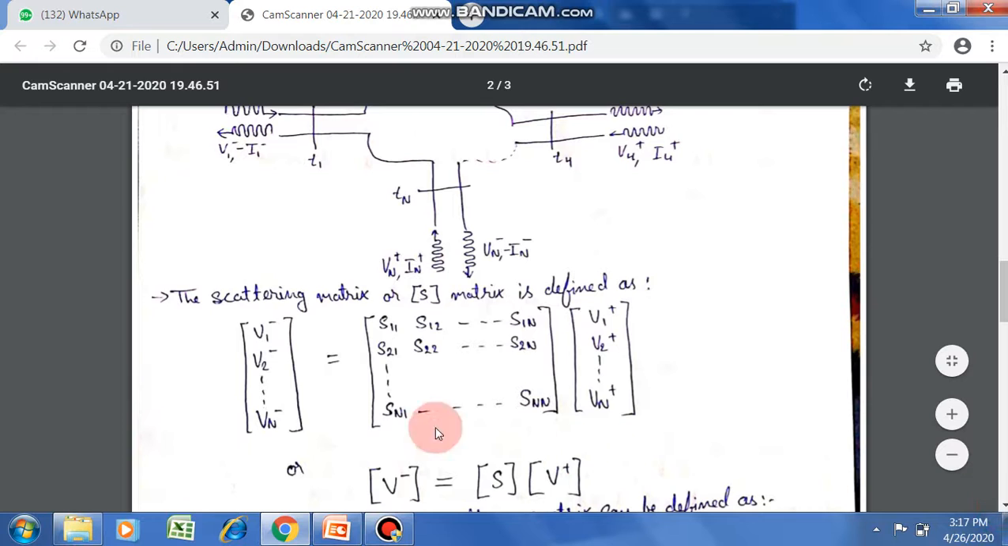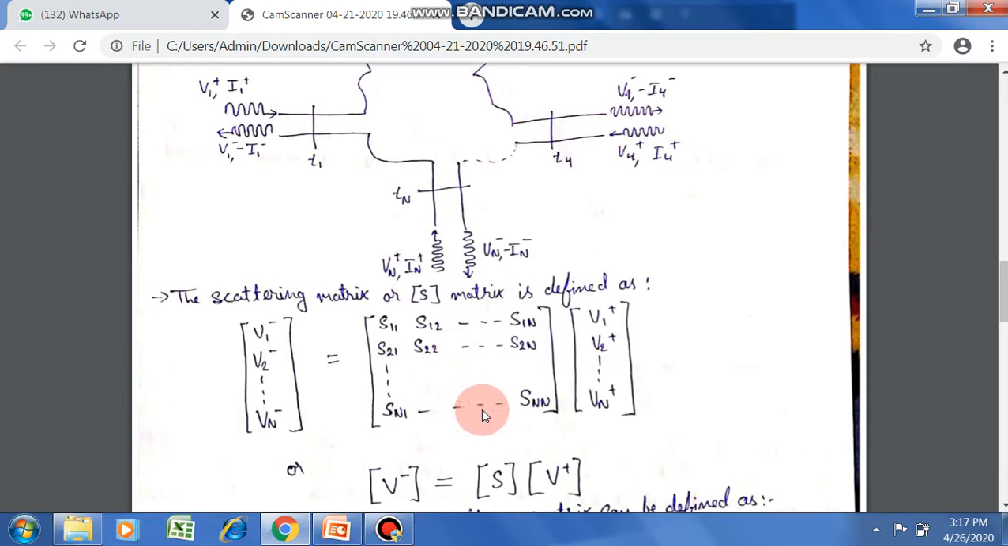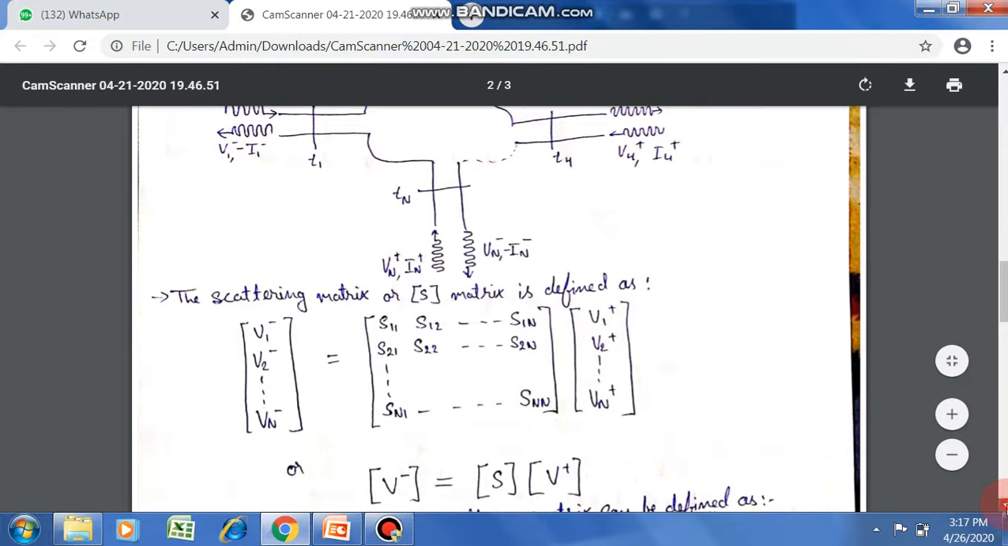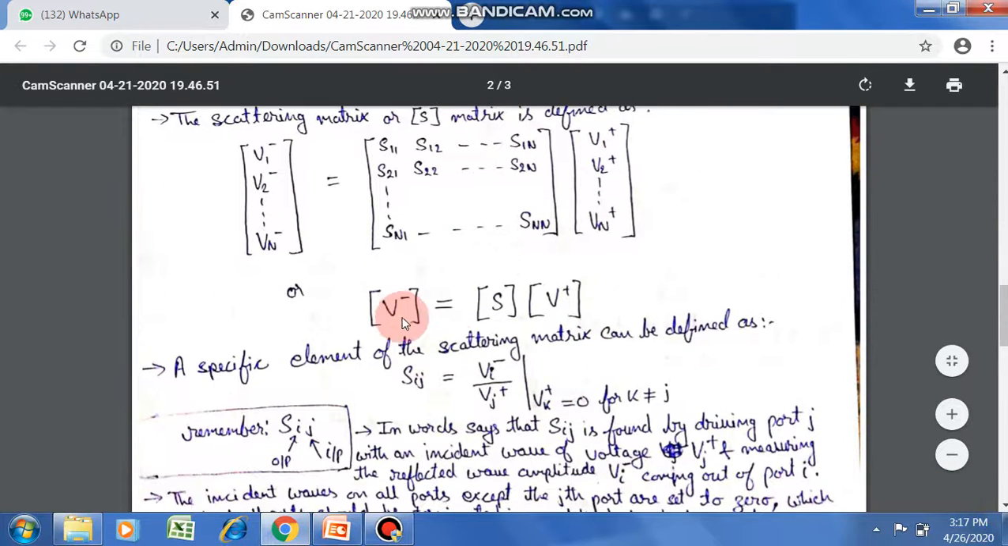You can define your S matrix like this. Here you will have a column matrix of reflected voltages, and then the S matrix of n into n order, because we have n ports, and then you will have the incident voltage matrix here. So you can say V minus is equal to S into V plus. This is the reflected voltage matrix, S matrix, and then the incident voltage matrix.